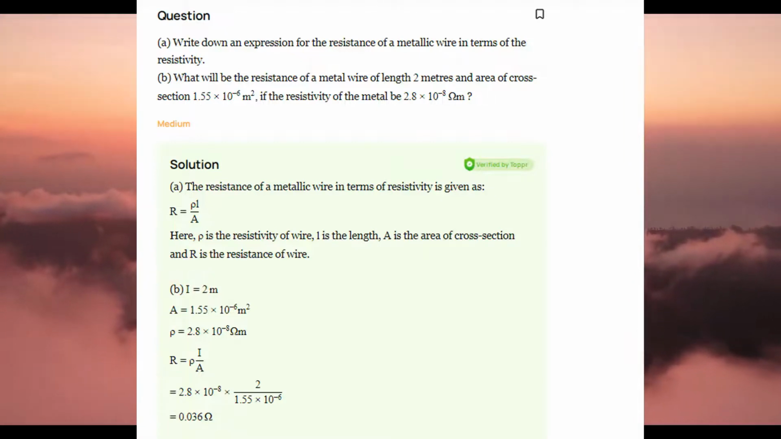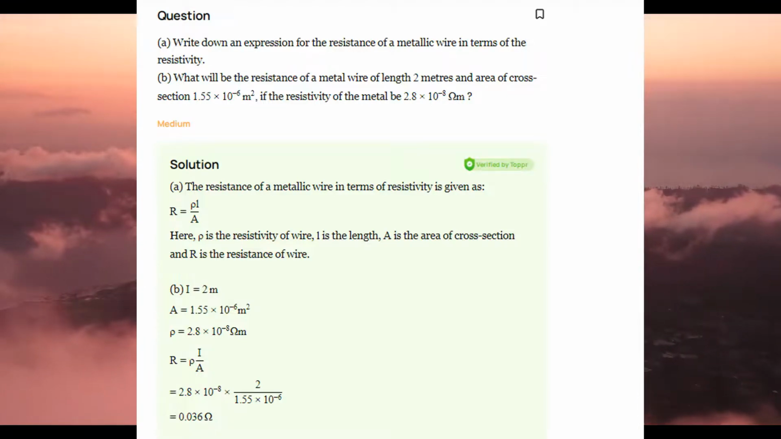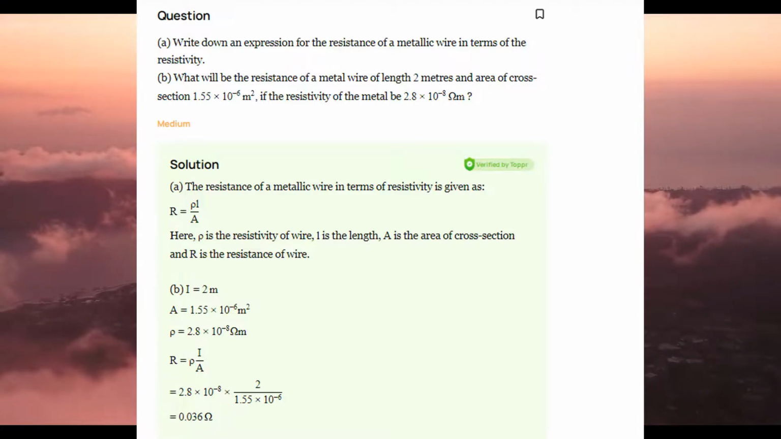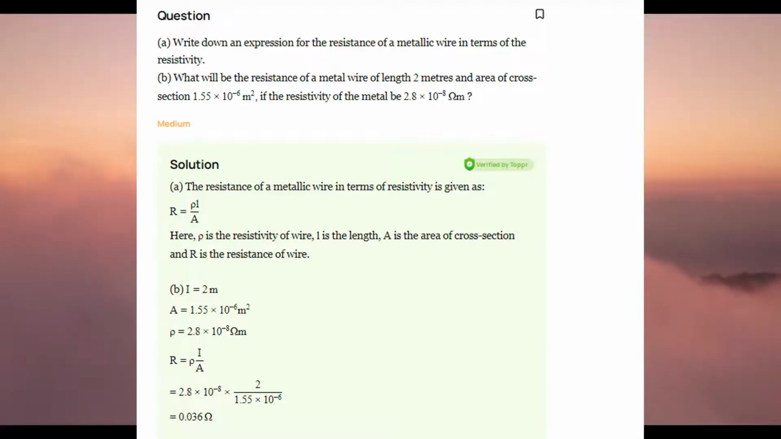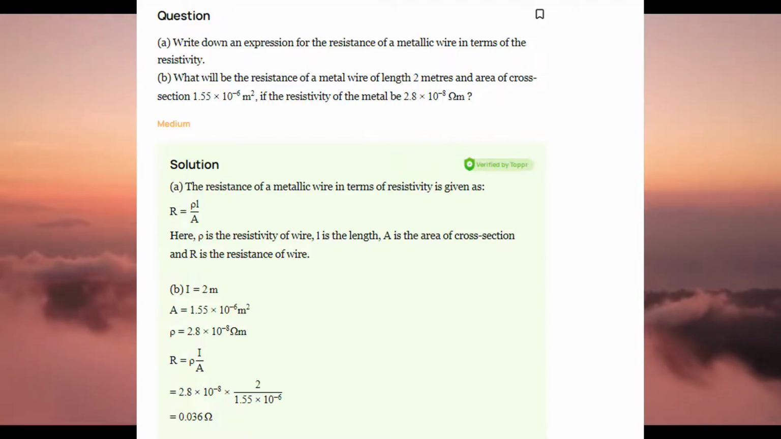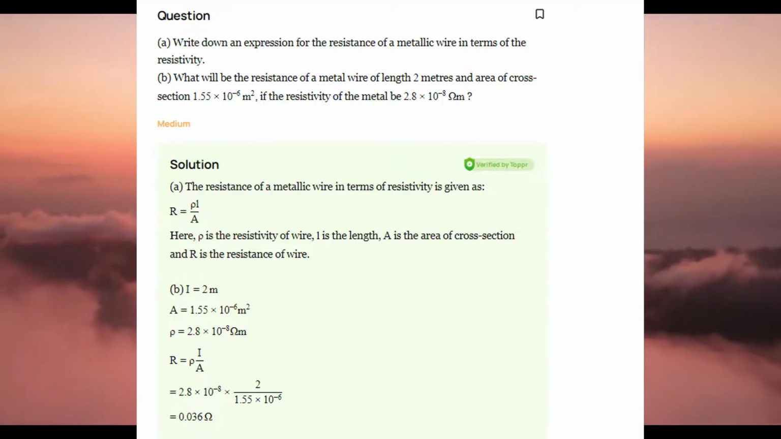The resistance of a metallic wire in terms of resistivity is given as R equals ρ L upon A. Additionally, the resistance is inversely proportional to the cross-sectional area A. R equals constant into 1 upon area. Here, ρ is the resistivity of wire, L is the length, A is the area of cross-section and R is the resistance of wire.